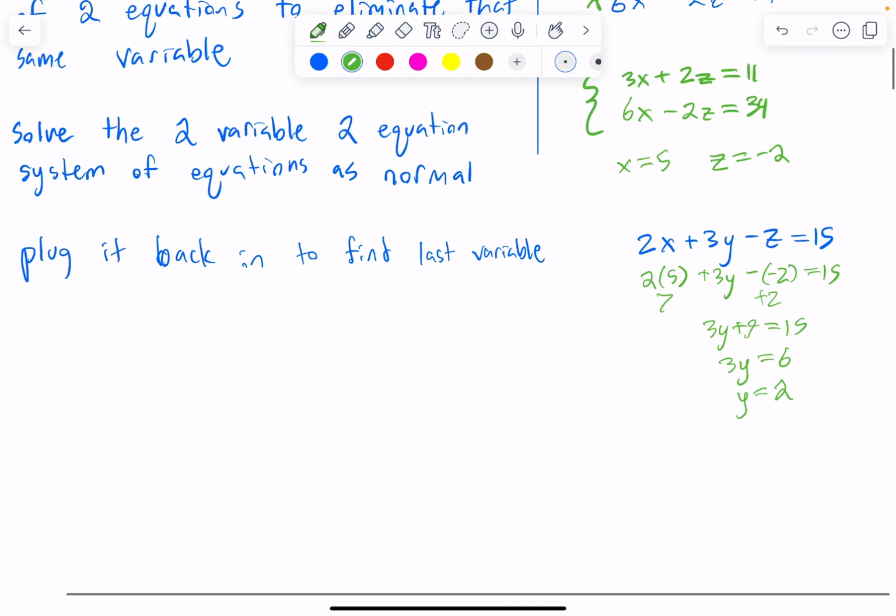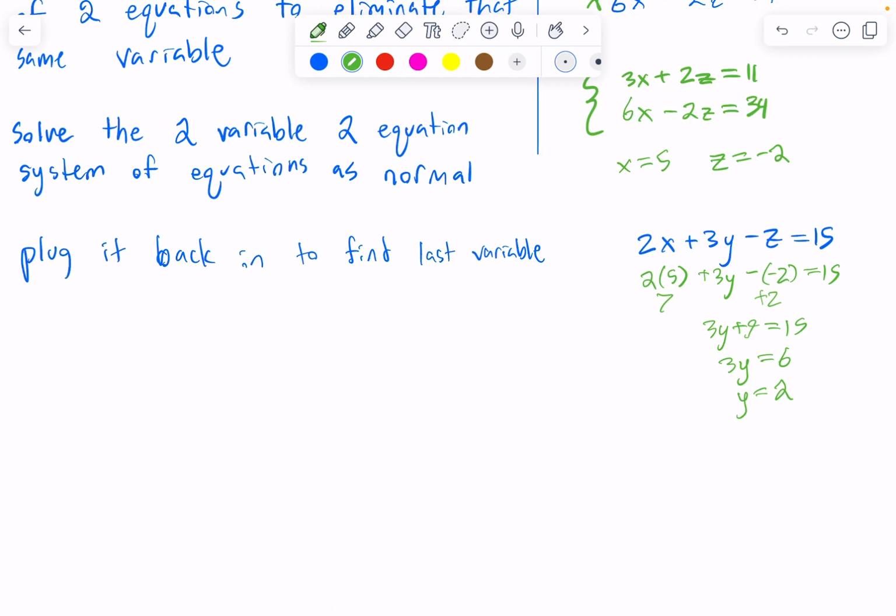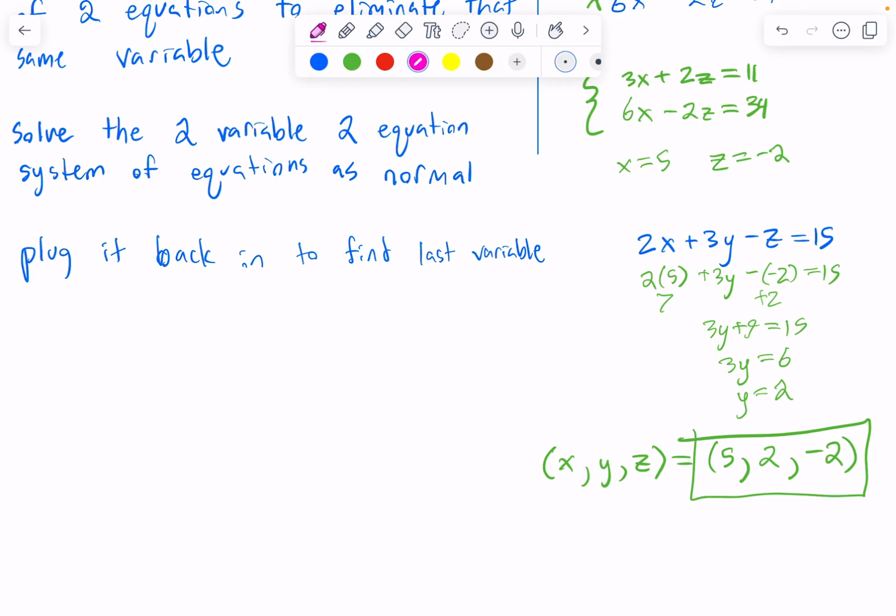And so our final answer, we just write it in alphabetical order, x comma y comma z, right, is equal to, we write the x first, that's 5. We write the y second, that's 1. And we write the z last, that's -2. So you could write it as a point like this, or you could just write it separately and say y is 1, z is -2, and x is 5. Doesn't matter which way you express that answer, okay?